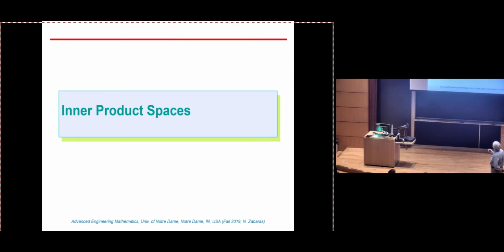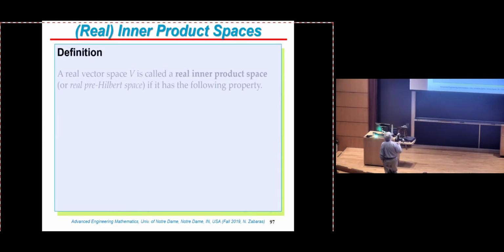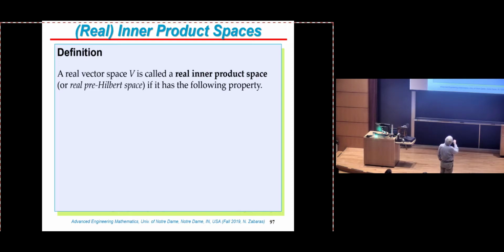OK, it's 11:17, so I have 3 minutes left, and hopefully we can finish this. So we define vector spaces. We said linear combinations in a vector space are back in the vector space. So let me expand a little bit, and I'm going to define what is called an inner product vector space.